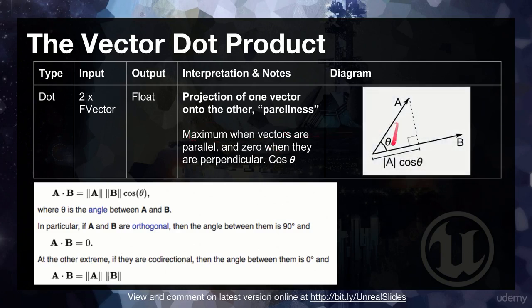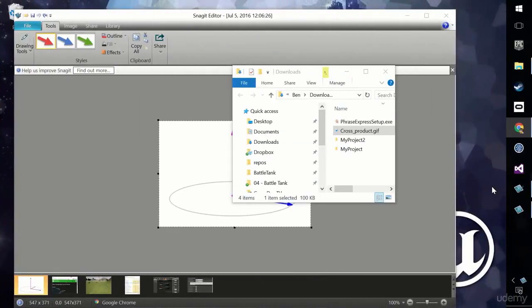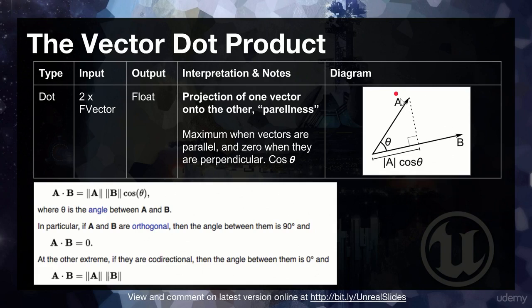And the diagram is, one way of looking at it, like this. So say B is the tank forward direction, but A is the AI aim intention, or the AI forward intention. Then what you've got there is the projection. You're saying, well, how aligned are they? And that is what we're getting out of the dot product here.